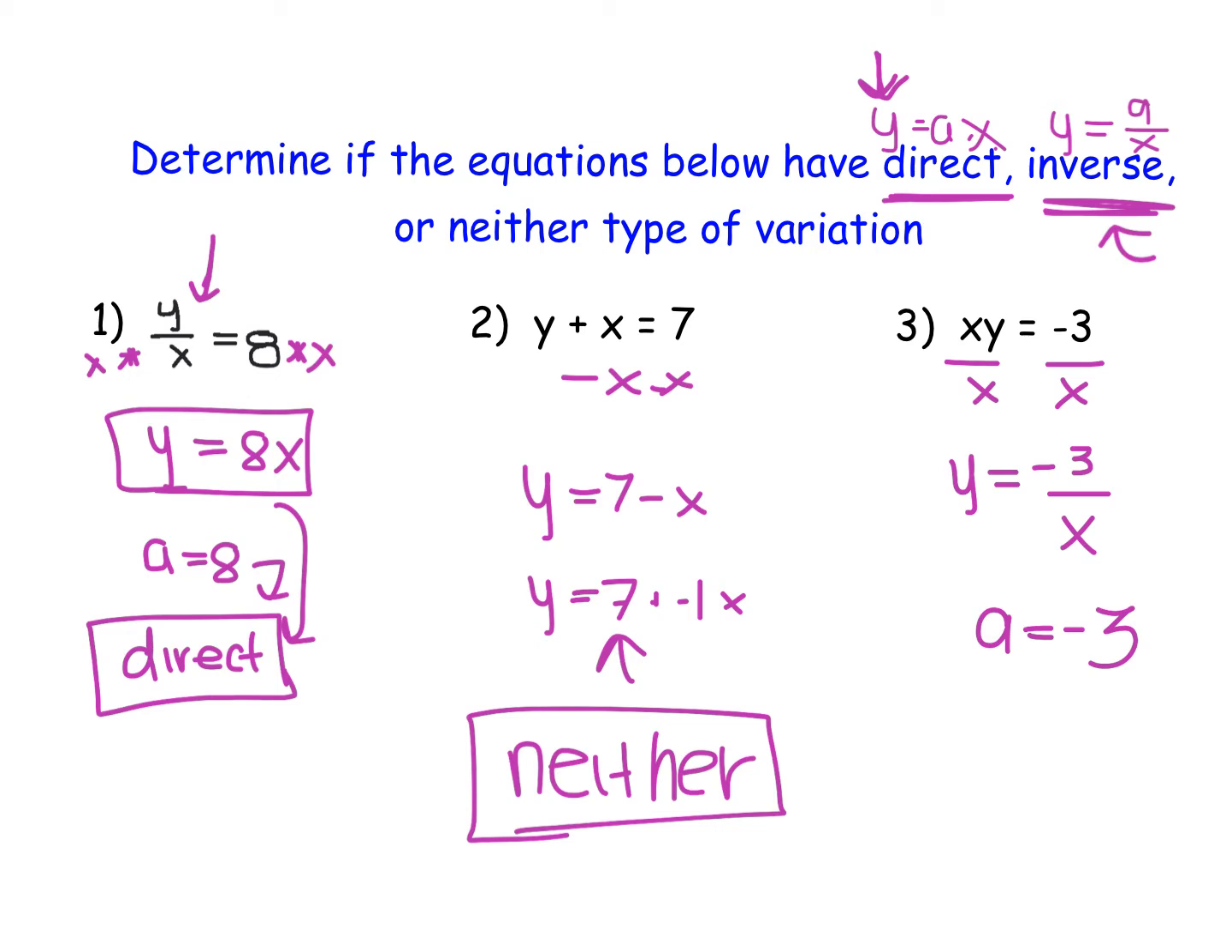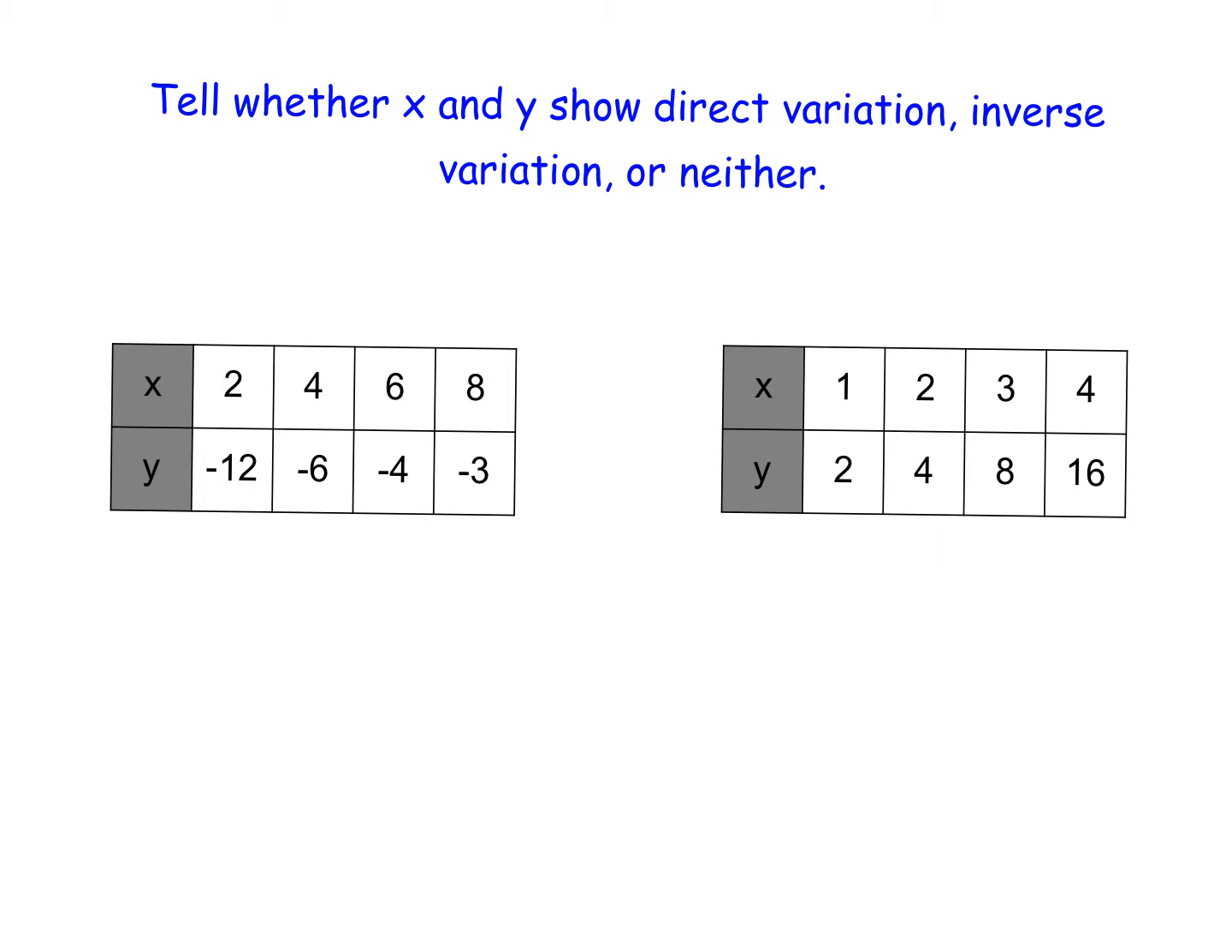That looks then just like the inverse variation equation. So this has inverse variation. So in this slide, we're going to tell whether the tables below with x and y show a direct, inverse, or neither variation.